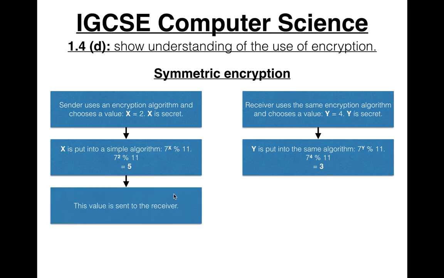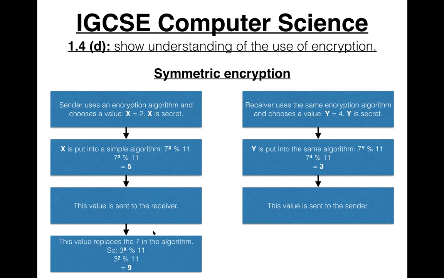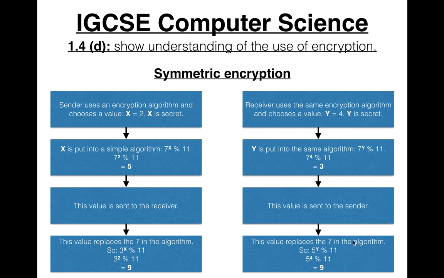So what happens here is this value, 5, is sent to the receiver, and this value, 3, is sent to the sender. Then this new value replaces 7 in the algorithm. So it would be 3 to the power of x mod 11, so 3 squared mod 11, which gives 9. The receiver replaces 7 in the algorithm with the sent value, just like the other one. So it's 5 to the power of y mod 11, which gives 5 to the power of 4 mod 11, which gives 9. As you can see, both of these values are the same. So the sender and receiver have the same keys without having to actually send the keys.